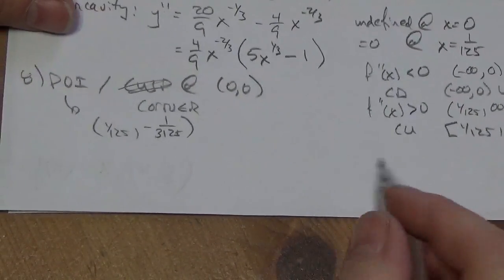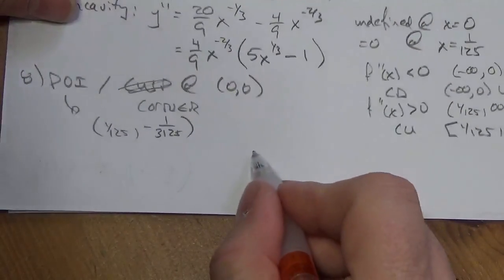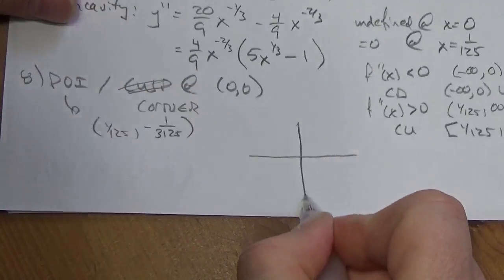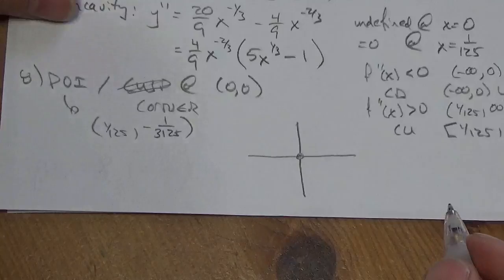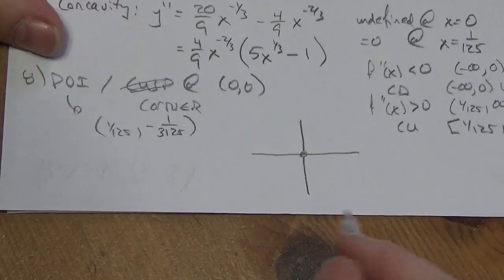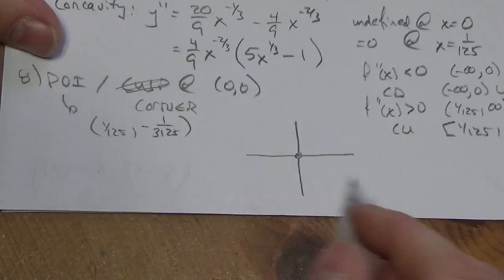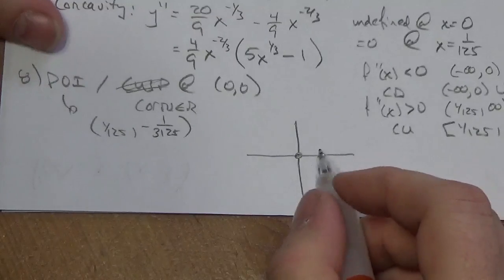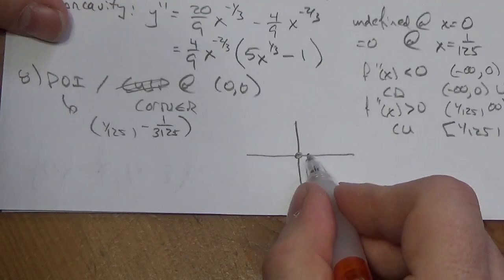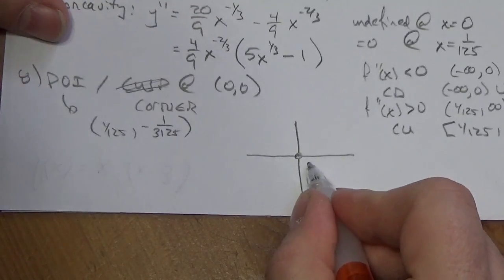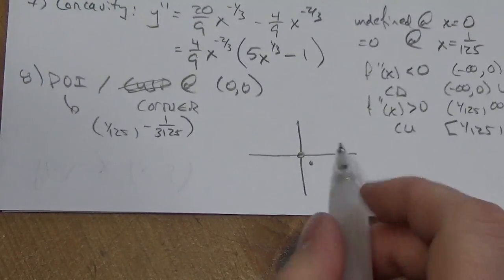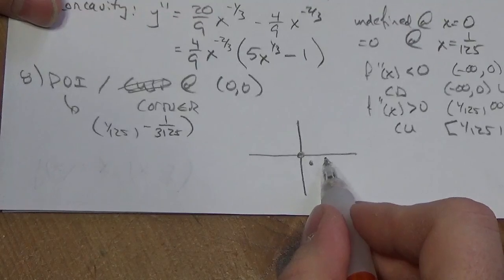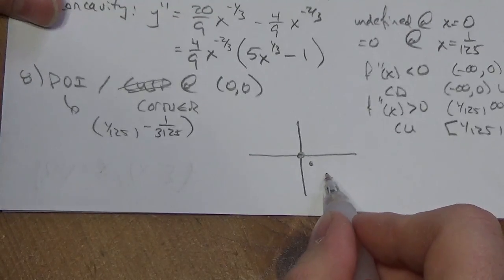So now let's put this all together. What does this finally look like? Let's take a look at our sketch. We've got 0, 0 right there. We have the point 1/125th, negative 1 over 3,125. So that's going to be a little bit over here, not very far down at all. I have also got that maximum point at 8/125ths, negative 16/3,125. That's going to be down here somewhere.